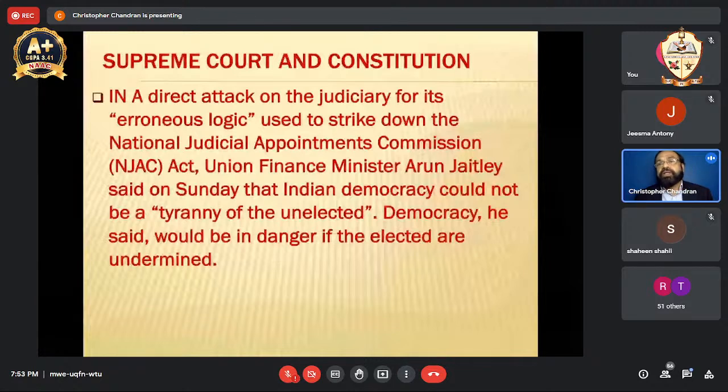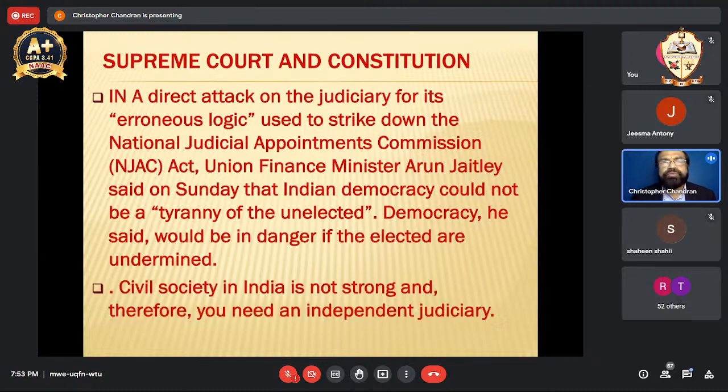He feels democracy is in danger if the elected people's voice is undermined. This is the struggle we are going through right now, that they claim in a democracy, whatever the ruling party wants should prevail. They claim that the unelected judiciary cannot dictate to a ruling government. This is what we are going through.